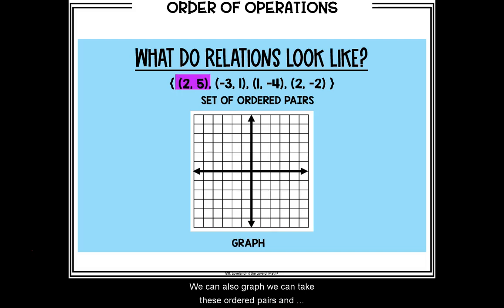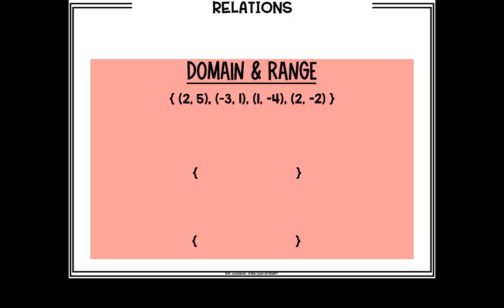We can also graph. We can take these ordered pairs and place them on a graph. So we have our point 2, 5, our point -3, 1, 1, -4, and 2, -2. You just plot the points on the graph, each ordered pair.